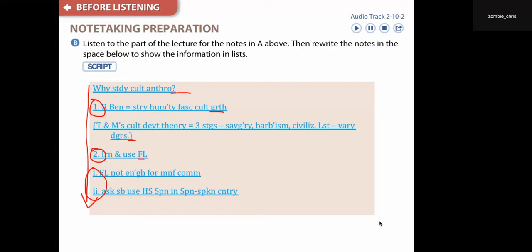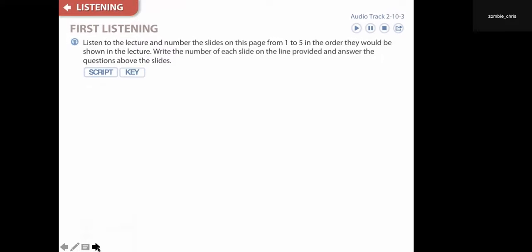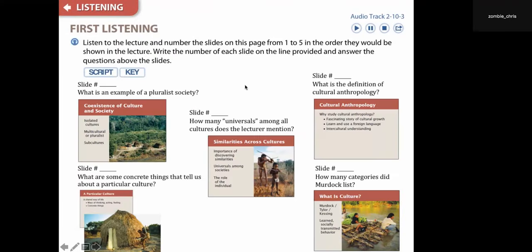So graphically organizing in terms of lists and using indentation is very, very useful, especially when you come back to reviewing your notes. The last thing you want the day before the exam is a lot of notes that you can't understand and you can't see the relationships between those ideas.